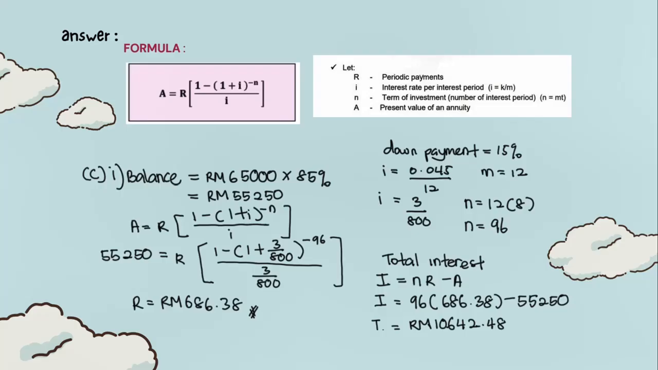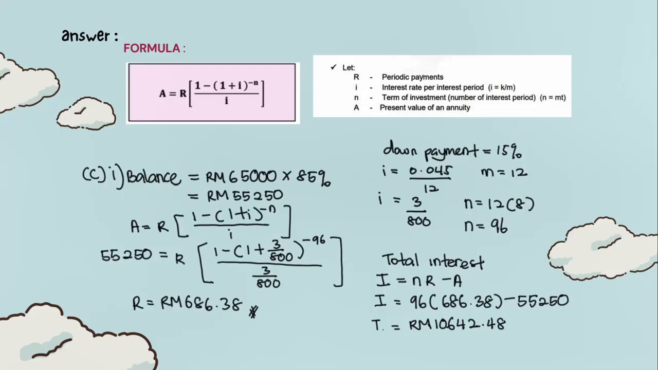Then we have to find the interest rate per interest period. So i equal 0.045 over 12, and the answer is 3 over 800. The compounding is monthly, so it is 12. n equal 12 times 8, which is 96. Then we have to calculate the balance. So, balance equals 65,000 ringgit times 85%. The total amount is 55,250 ringgit.